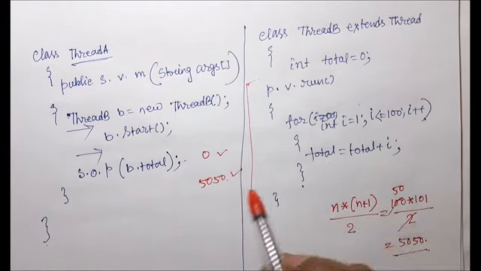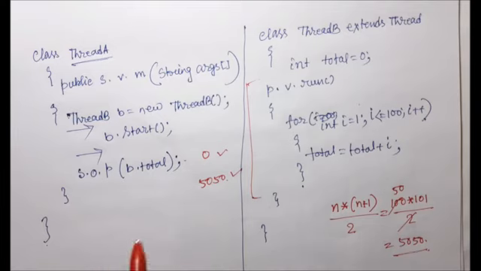And it may happen that the child thread got the chance to execute its for loop 10 times, and after that the main thread got the chance. So I will get a result in between. The number may be greater than or equal to 0, but less than or equal to 5050, right? So I will get any of these results.